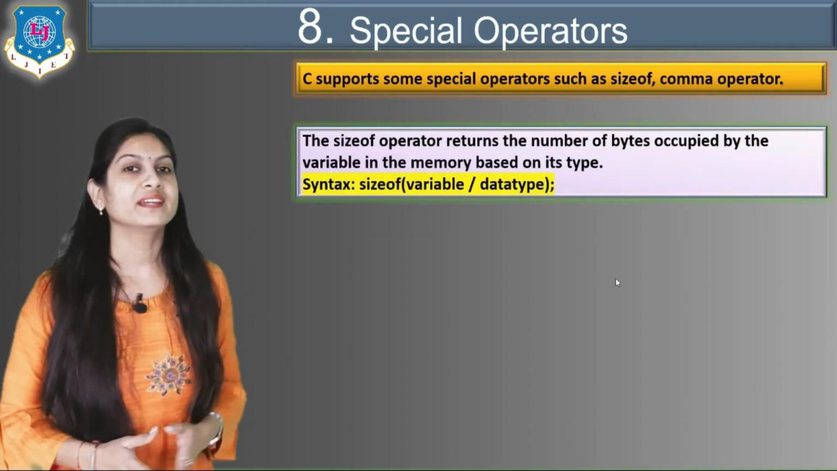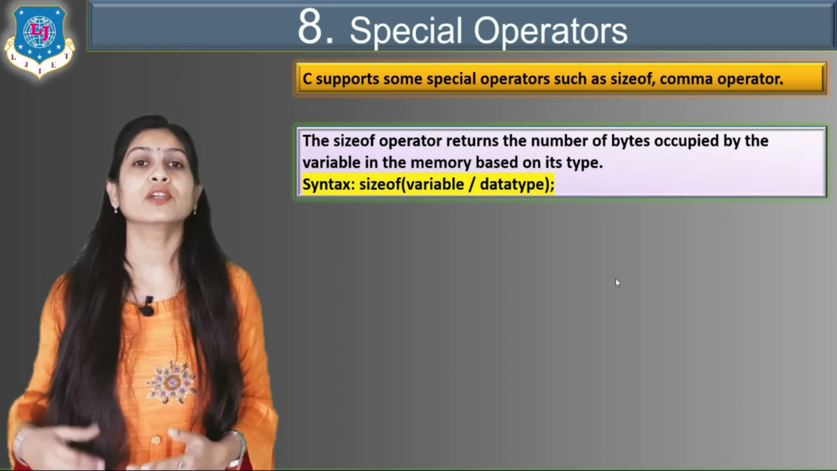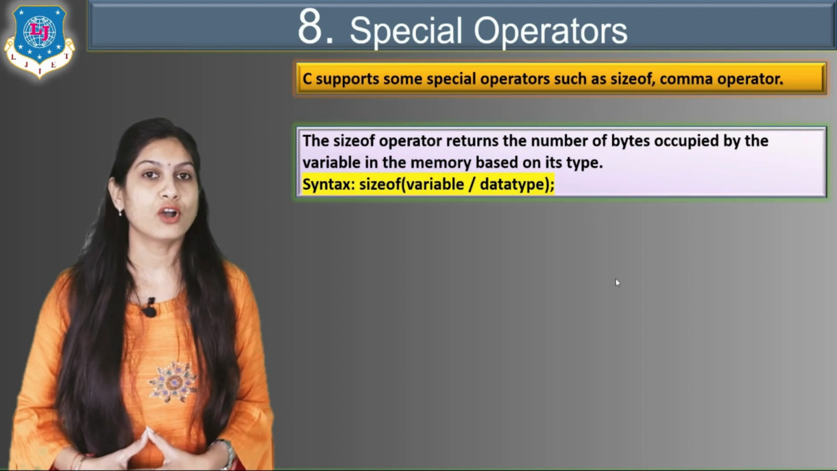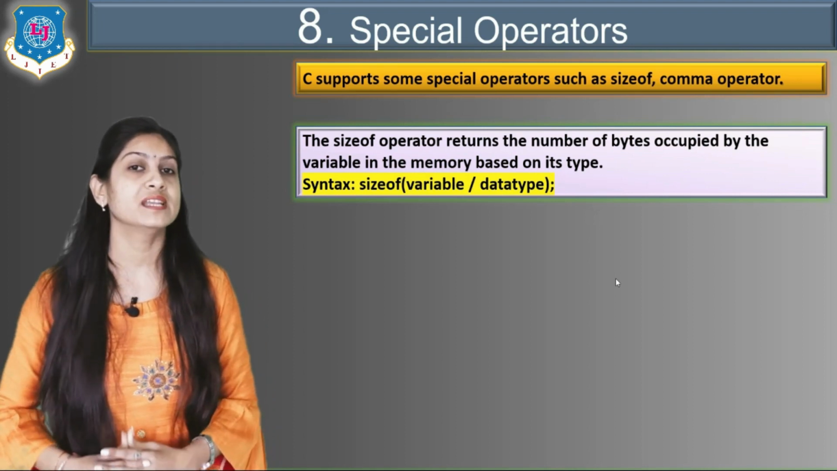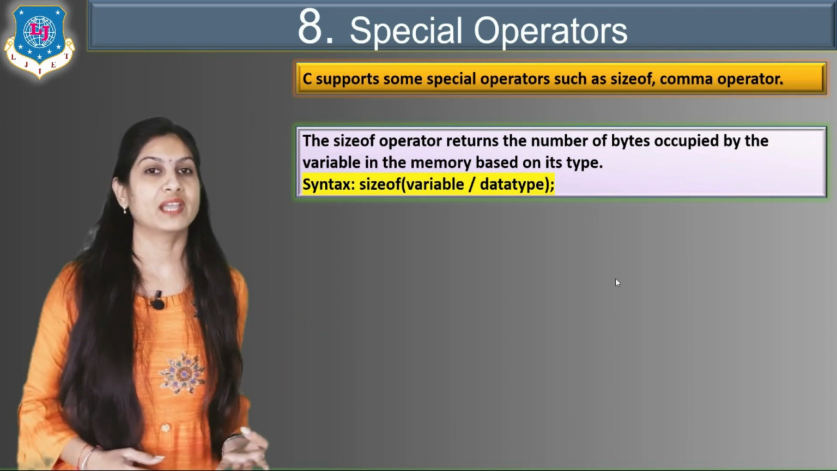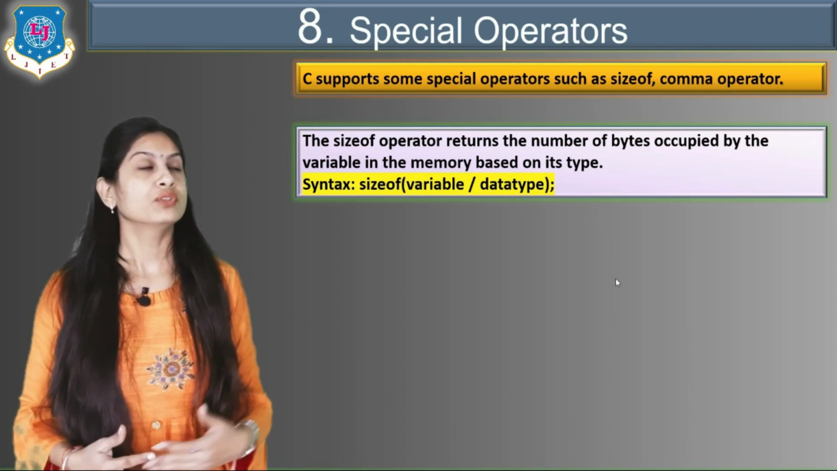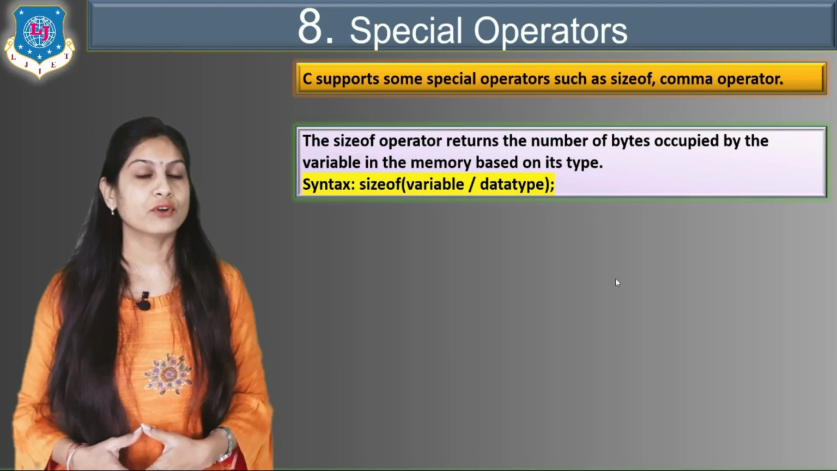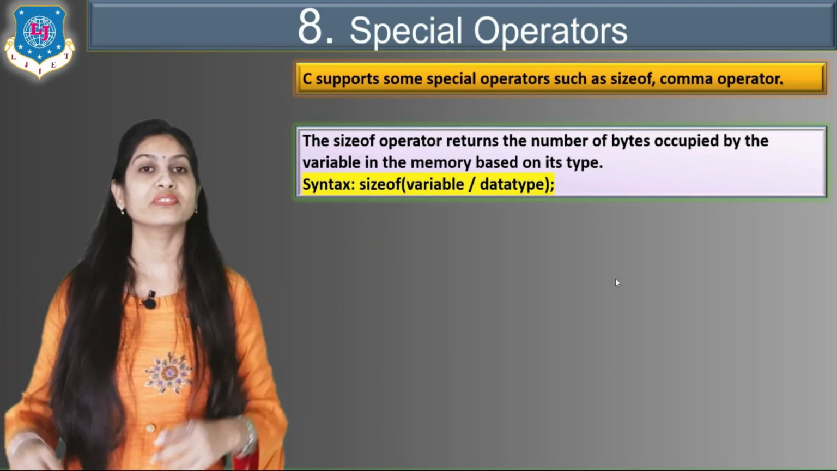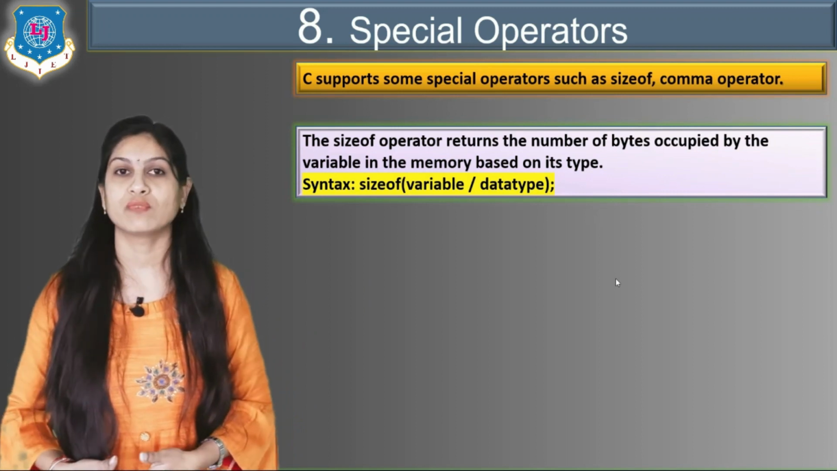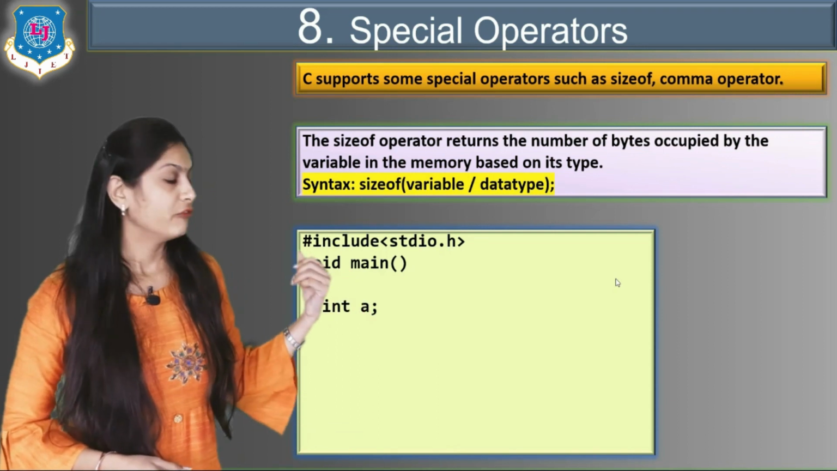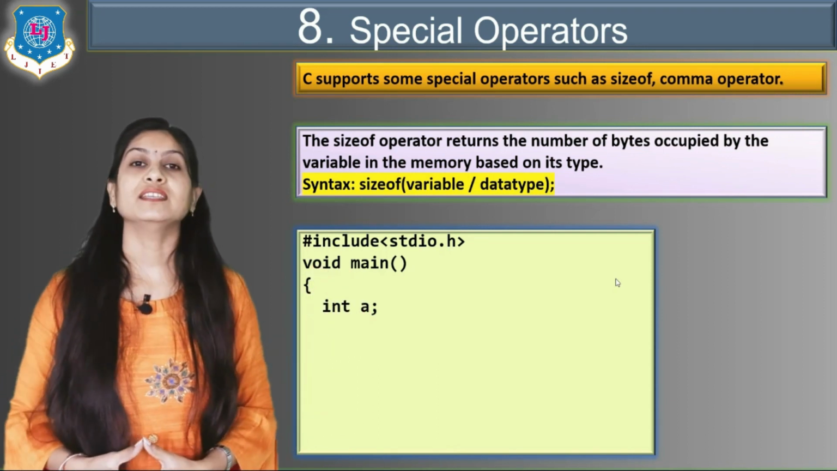So let's first understand the sizeof operator. The sizeof operator is used to find the number of bytes occupied by a variable in memory, and for that you have to remember the data types theory, that integer occupies 2 bytes, float occupies 4 bytes, like that. So how does this operator work? We use the syntax sizeof, then inside brackets you can pass a variable or a data type. Here in our example we take one variable, that is int a.